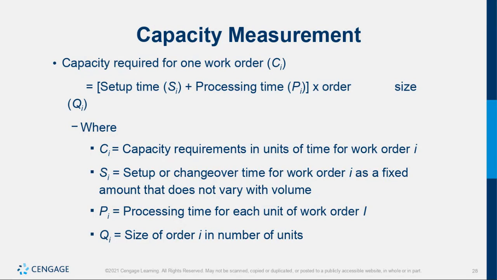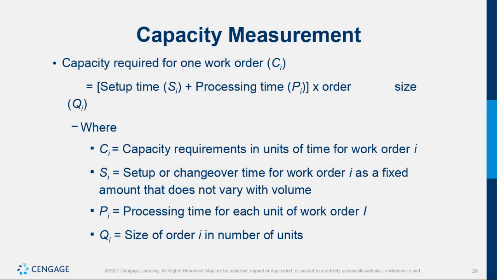So the capacity required for one work order is typically written in a formula as C sub i. That means the capacity for one work order, and that's going to be equal to the setup time, S sub i, plus the processing time, P sub i, times the order size, Q. So C is equal to the capacity requirements in units of time for work order i.